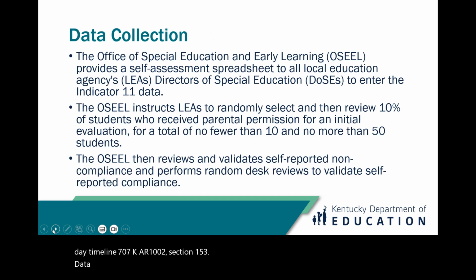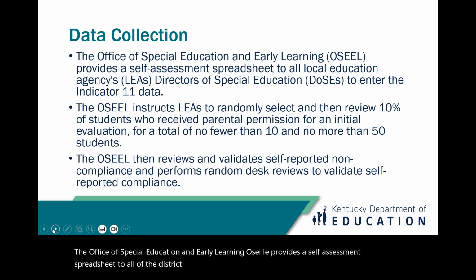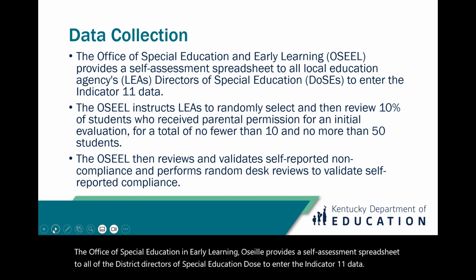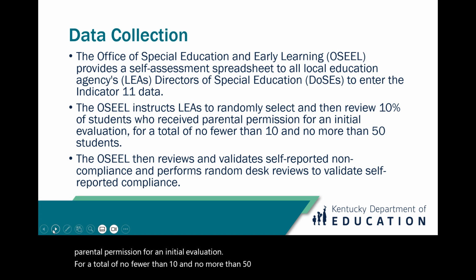Data collection. The Office of Special Education and Early Learning, OSEAL, provides a self-assessment spreadsheet to all of the district directors of special education, DOS, to enter the Indicator 11 data. The OSEAL instructs districts to randomly select and then review 10% of students who receive parental permission for an initial evaluation, for a total of no fewer than 10 and no more than 50 students.